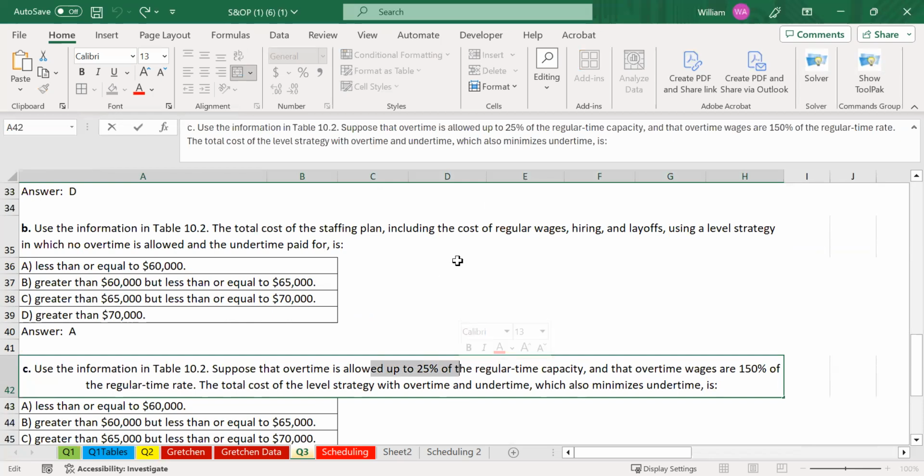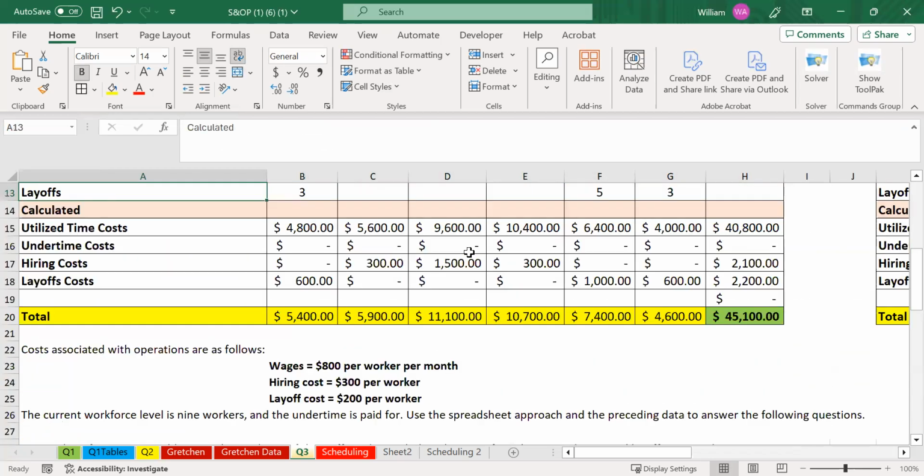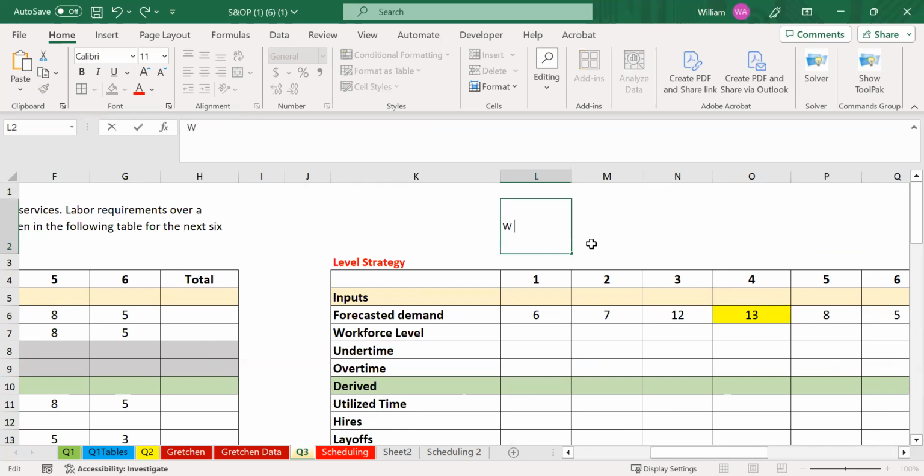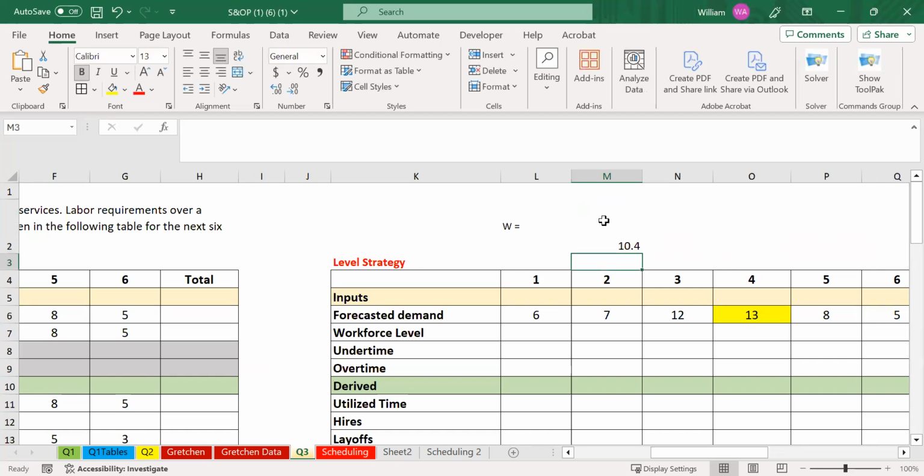Okay, I need that percentage because for my calculation of W, I need to know the total maximum amount of time that an employee can work. And this will equal 13 divided by the total amount of time. You can work regular time, which is 100% of the time, plus the overtime, which is 25%. So the total amount of time that an employee could work maximum would be 125% of regular time. Okay. So with that, I get 10.4.